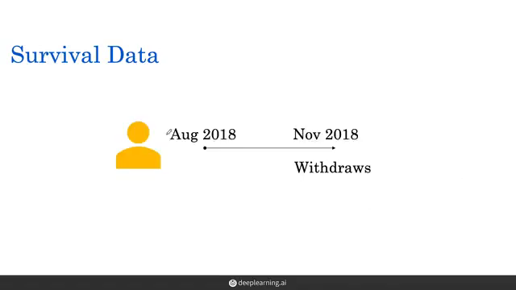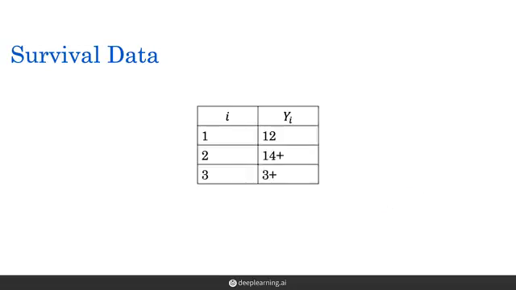For a third example, this patient had a treatment in August 2018, and just 3 months later, in November 2018, decided that they had to withdraw from the study. And this happens very commonly for a multitude of reasons. Let's say this patient had to switch countries and therefore had to drop out of the study. So we know that between August 2018 and November 2018, they did not have a stroke, but we don't know what happened after that. So we're going to say this patient's time is 3+ months. And so we enter that into a table.